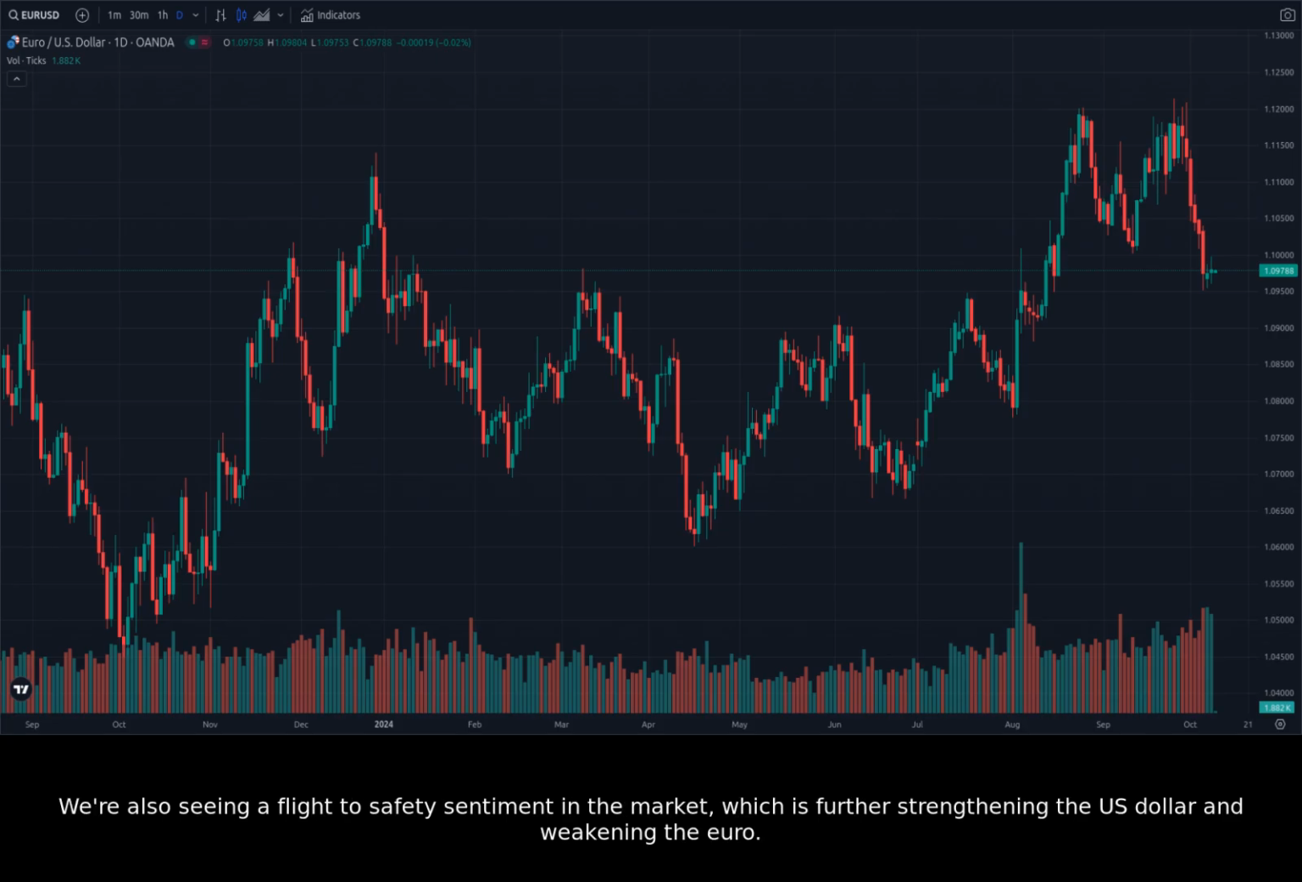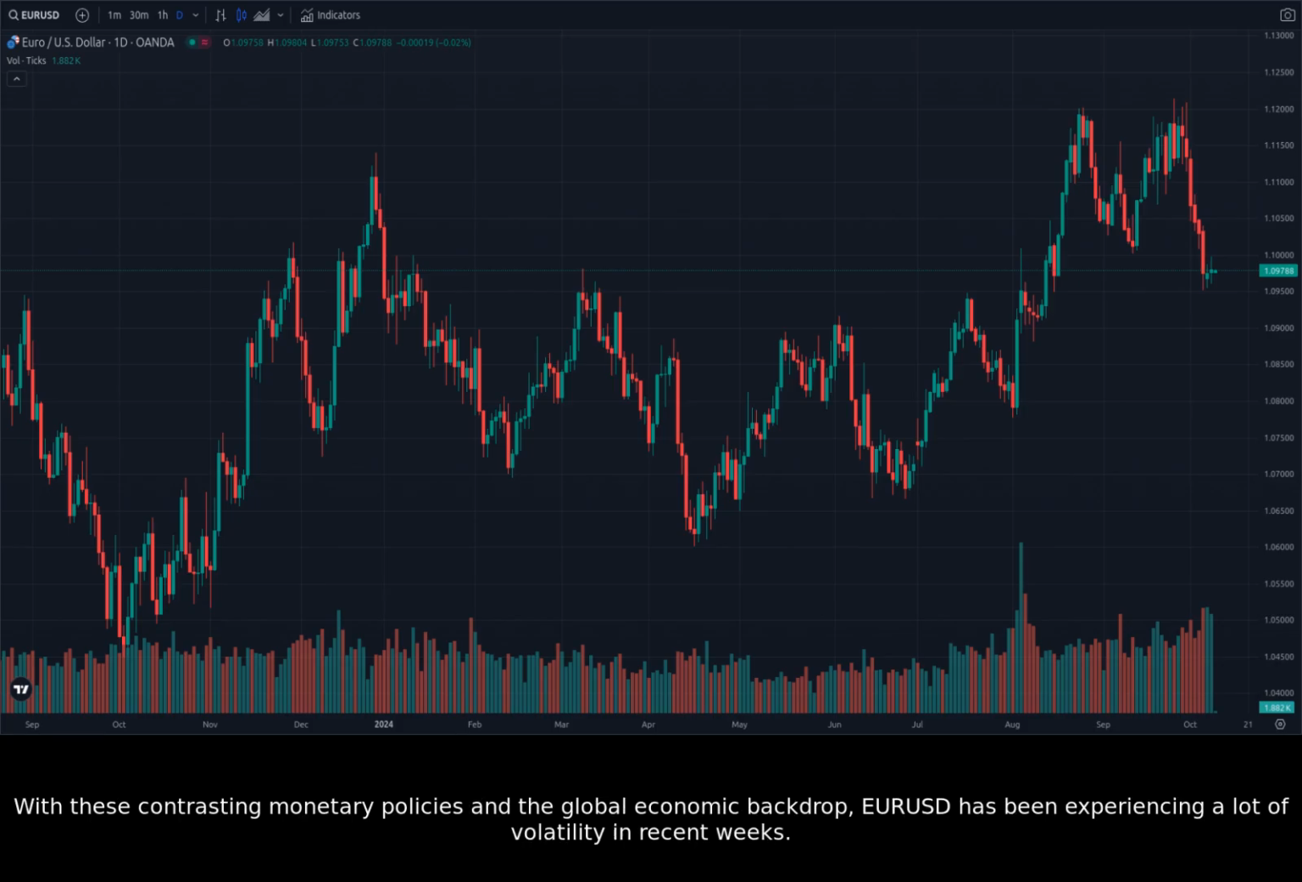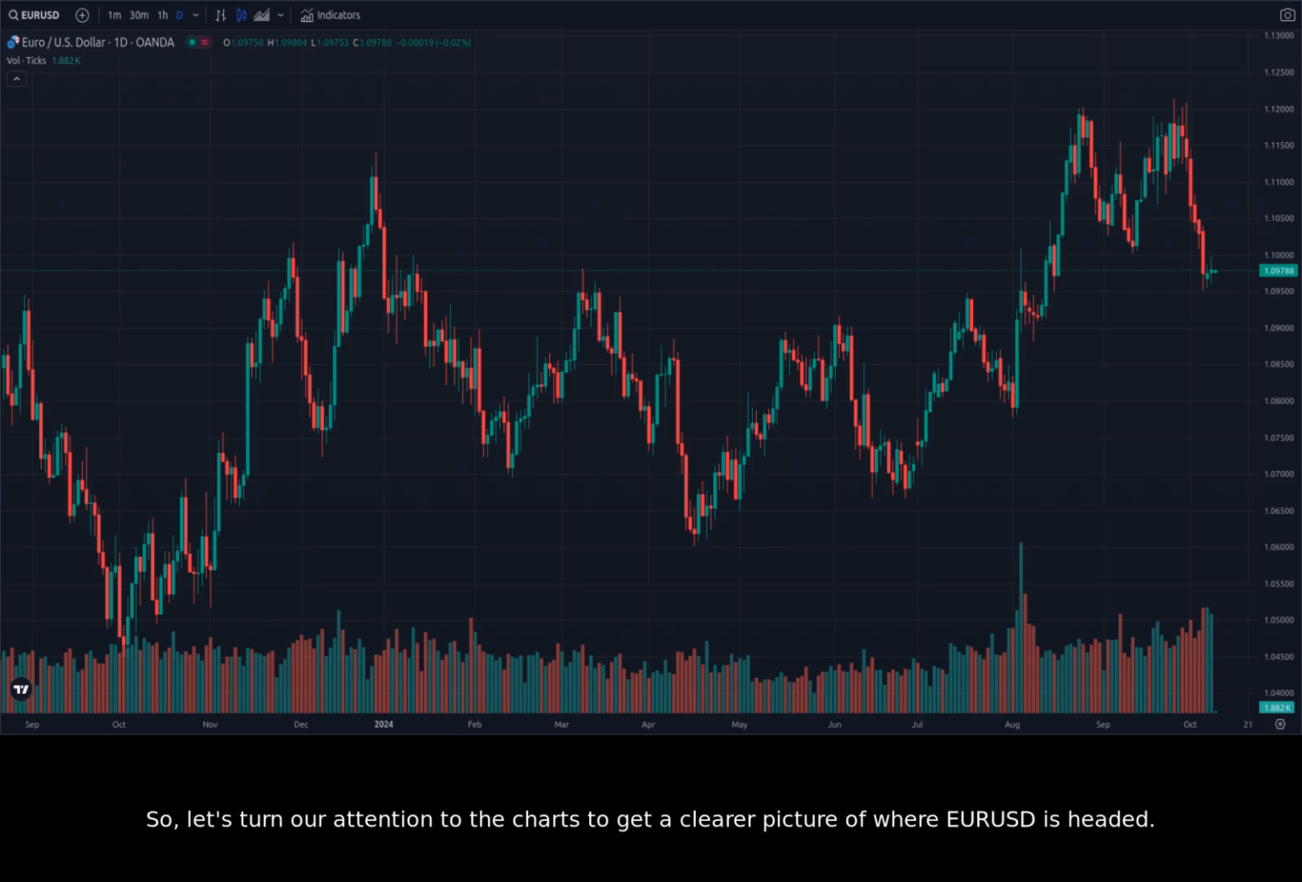We're also seeing a flight to safety sentiment in the market, which is further strengthening the US dollar and weakening the euro. With these contrasting monetary policies and the global economic backdrop, EURUSD has been experiencing a lot of volatility in recent weeks. So, let's turn our attention to the charts to get a clearer picture of where EURUSD is headed.